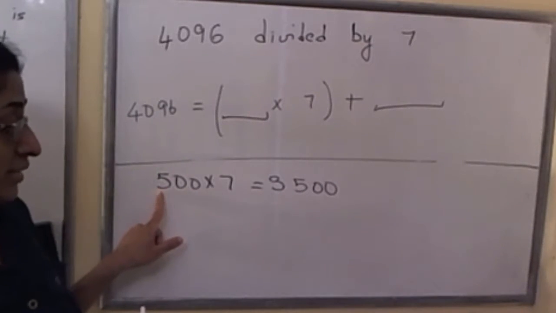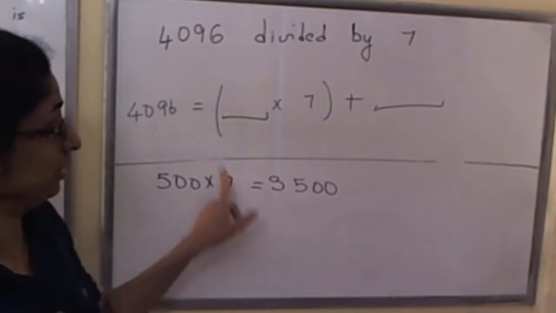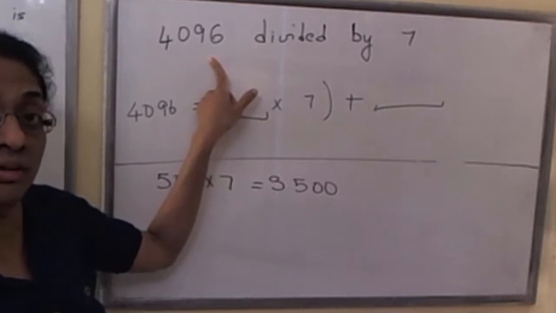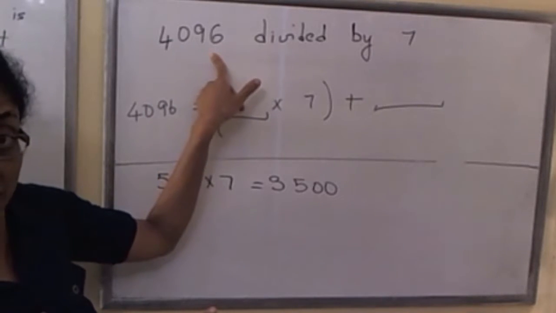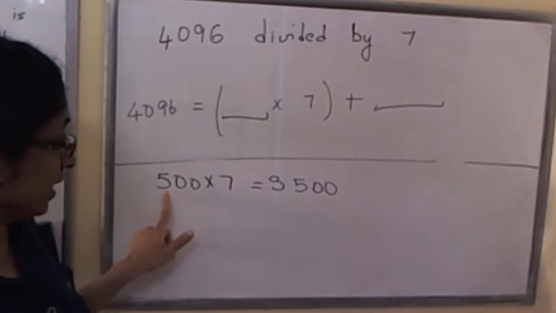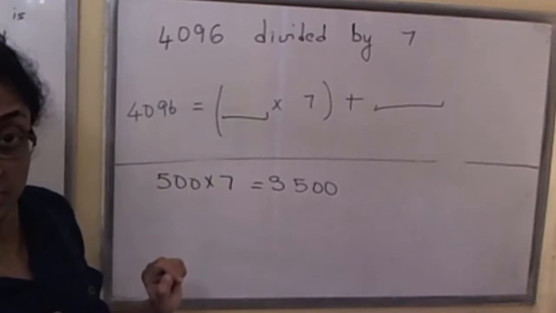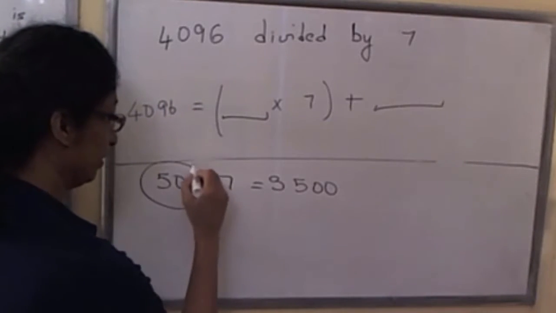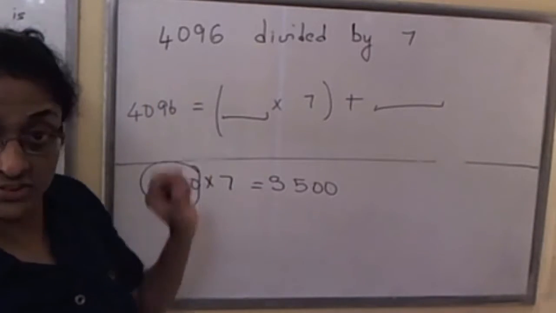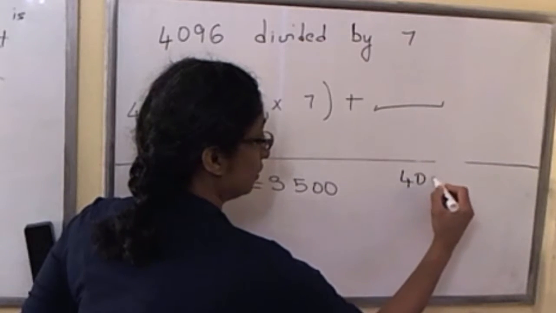Notice that if you had done 600 times 7, you would have gotten 4200, and you would be going over 4096. So you do not have 600 multiples of 7 in 4096. You do have 500 multiples, because 3500 is still less than 4096. So you have 500, and you may have even more multiples of 7 in this number. For that we need to do a calculation.